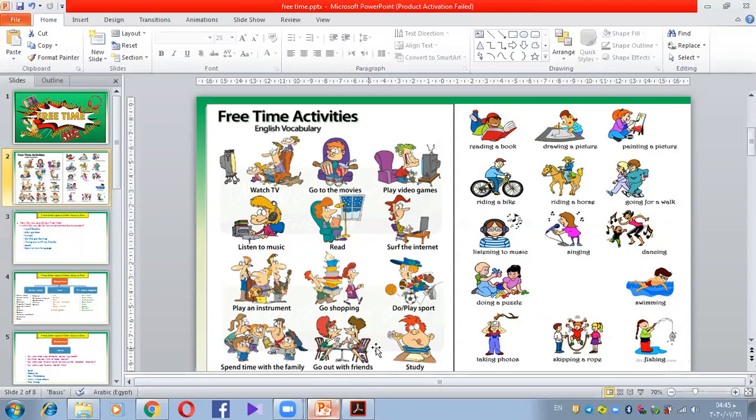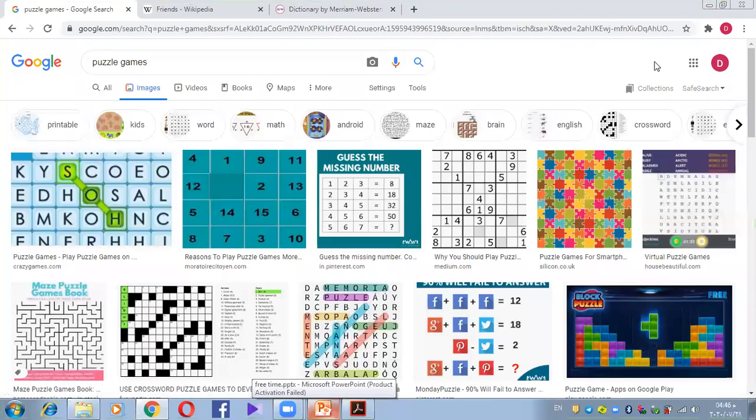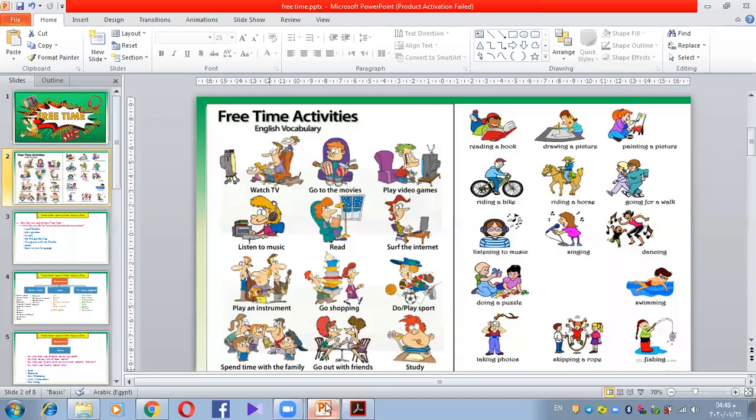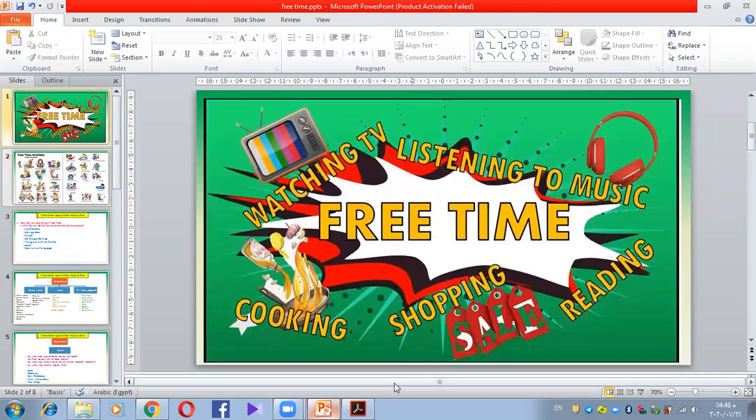with friends, study, read a book, draw a picture, painting a picture, riding a bike, riding a horse, going for a walk, listen to music, sing as well, or dance, doing a puzzle. A puzzle, it could be like one of these games, okay? So this is called puzzle, okay? So doing a puzzle, swimming or swim, take a photo, skip rope, fishing.